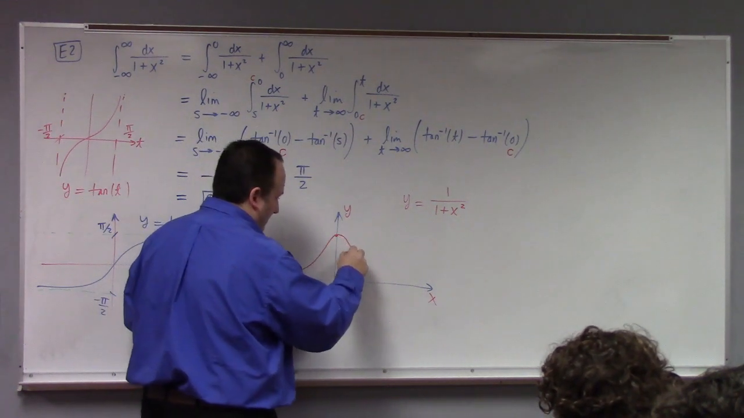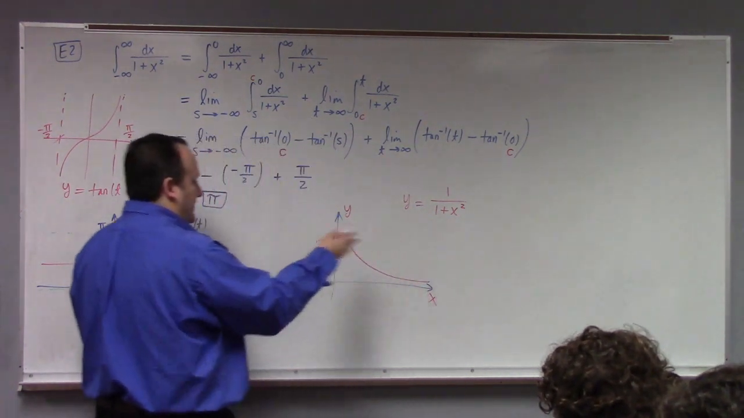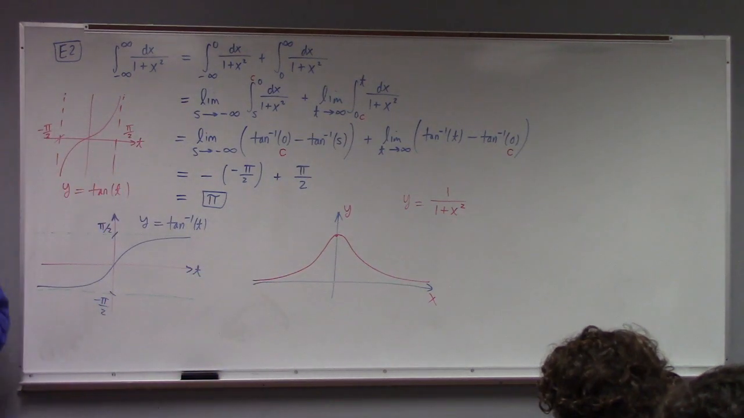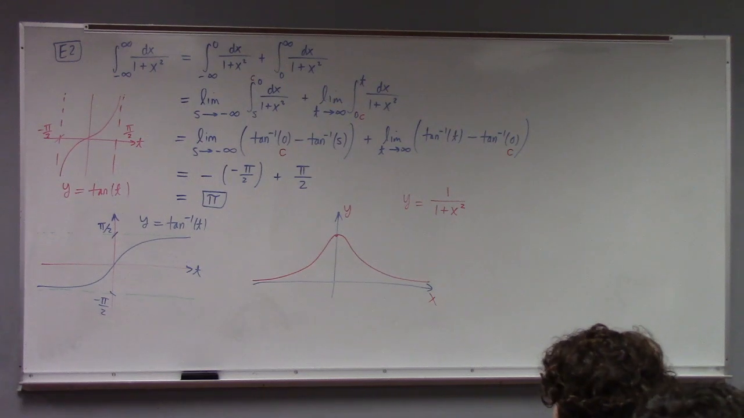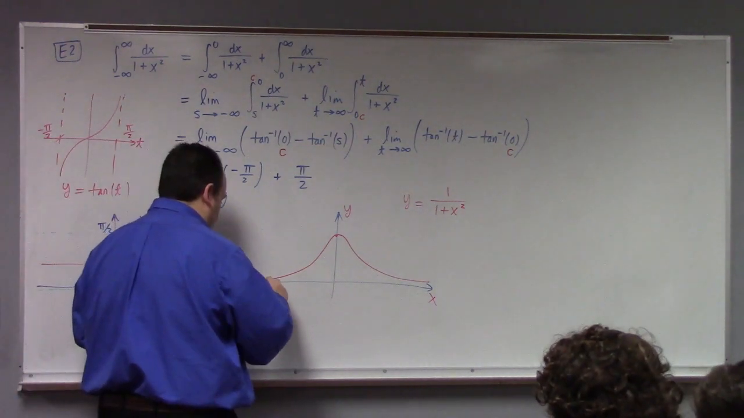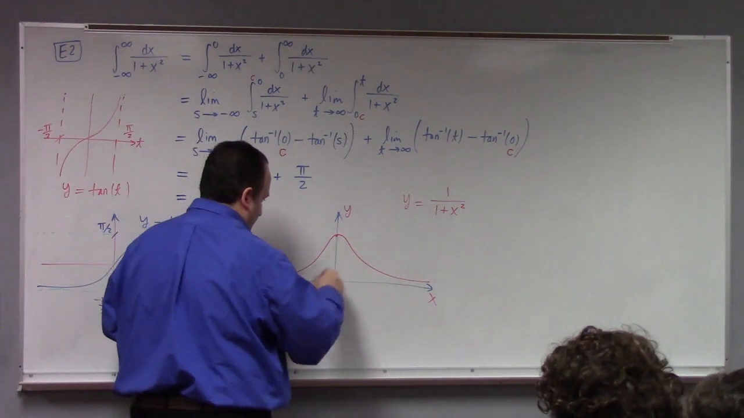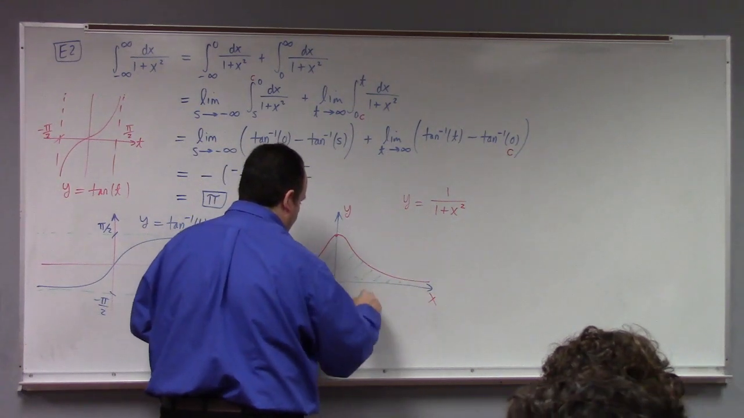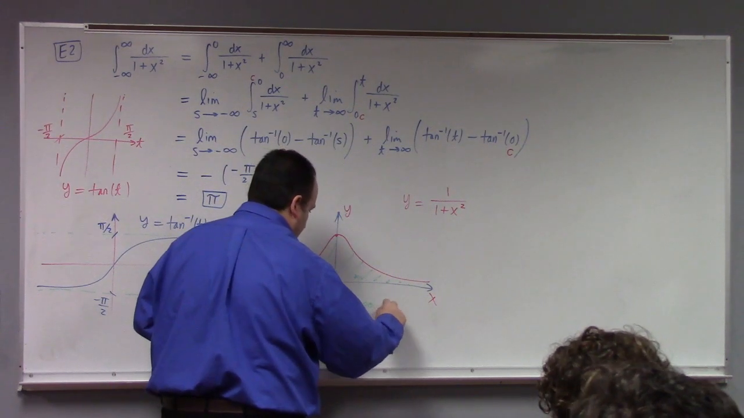And what's the limit as x goes to plus or minus infinity? Well, it's 0, right? But we just calculated that the area under this bell is what? Yeah, this area is pi. Which is kind of neat, right?